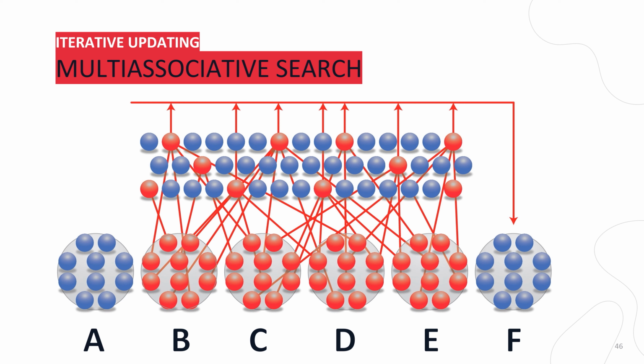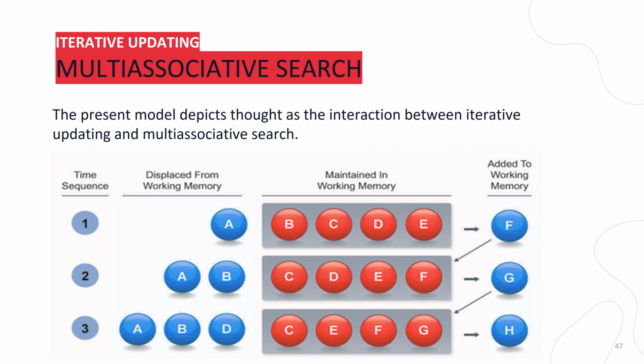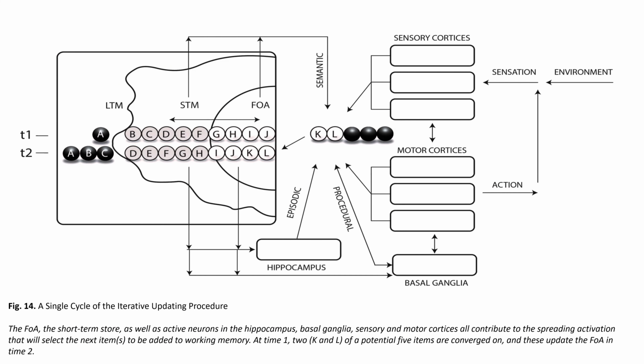So the neural ensembles in your brain for radioactive, nylon, arthropod, and responsibility may have spread their action potentials around the brain and pushed the neurons that code for Spider-Man past their threshold, bringing your awareness of that friendly neighborhood wall crawler into mind. And now Spider-Man can be used as a search parameter along with the remaining parameters in the next search. So essentially, the present model depicts thought as the interaction between iterative updating and multi-associative search. And this figure shows that the next iterative update is influenced by many factors, including episodic, procedural, sensory, and semantic information. They all spread activation in the search for the next item or items.